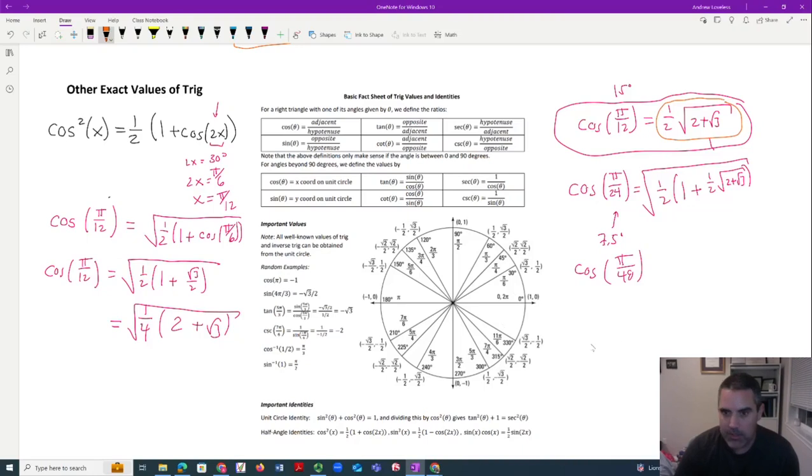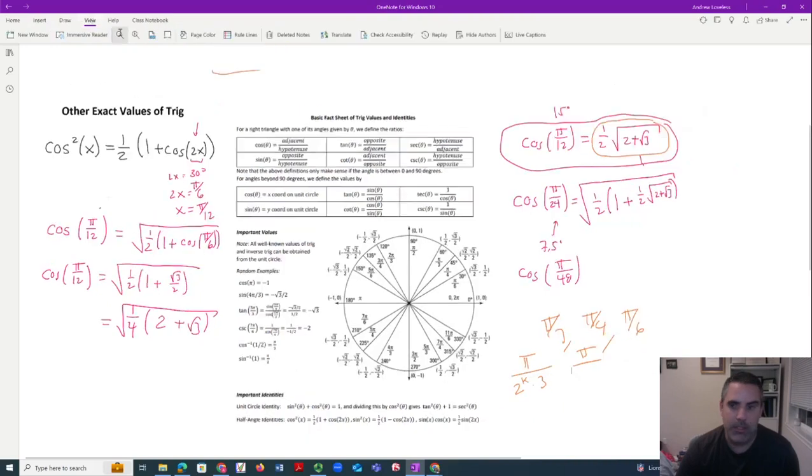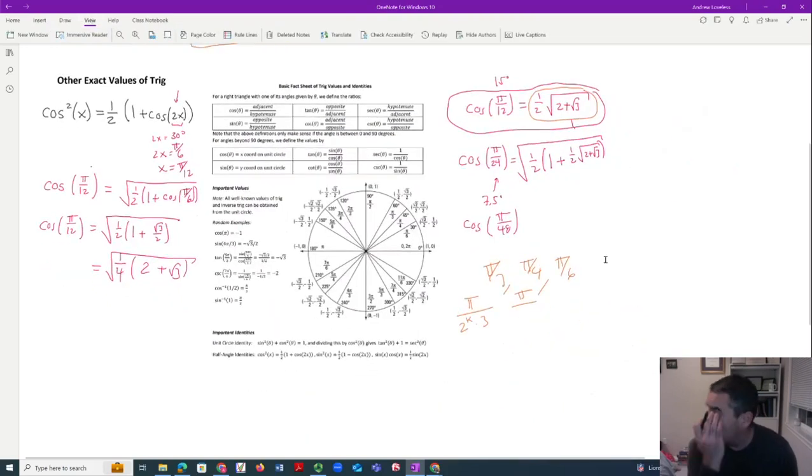You can divide any of these angles, the pi over 3 and the pi over 4 and the pi over 6, by 2 as many times as you want. So that means we can handle anything that's like 2 to the k times 3 or 2 to the k times 4. So we can essentially handle any power of 2. So you can do pi over 256, for example. We can handle anything that looks like this.